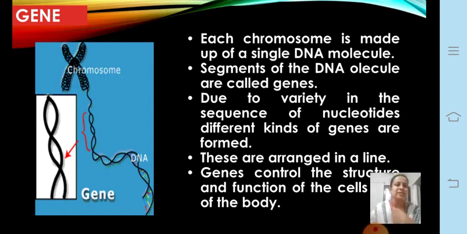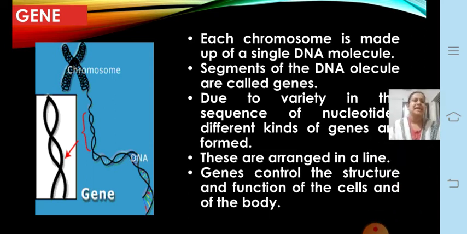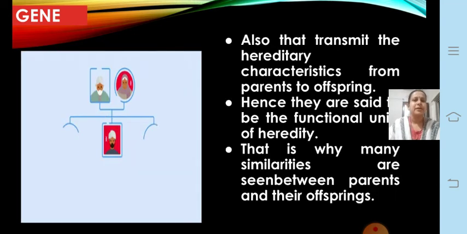Due to variety in the sequence of nucleotides, different kinds of genes are formed. So there is variety in the sequencing of the nucleotides, and therefore there can be A, T, G, C, C, A, G, any combination. And since there is a lot of variety in the sequence of the nucleotides, different kinds of genes are formed. So these are arranged in a line. You can see how they are arranged in a line, and genes control the structure and function of the cells and of the body. Also they help in the transmission of hereditary characters from the parents to the offspring.